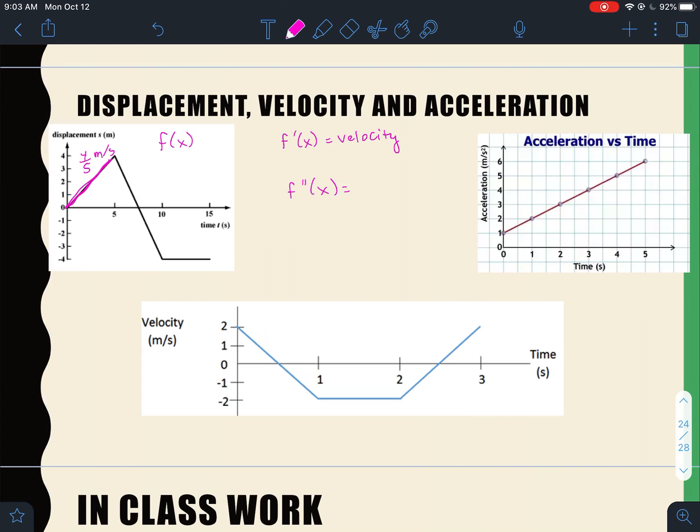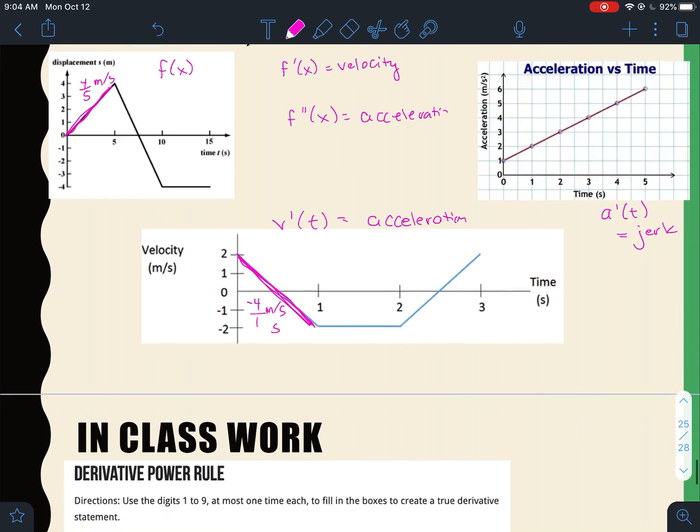The derivative of velocity, or the second derivative, is acceleration. If you look at the slope of a velocity graph, right here, notice the slope from there to there, I went down 4 and over 1, so negative 4 over 1. And we have meters per second per second. That's an acceleration unit. So the derivative of velocity, v prime of t, is acceleration. If you take the derivative of acceleration, you get something called jerk. If you're thinking of a roller coaster, you feel that jerk going back and forth, that is the third derivative. That's called jerk.